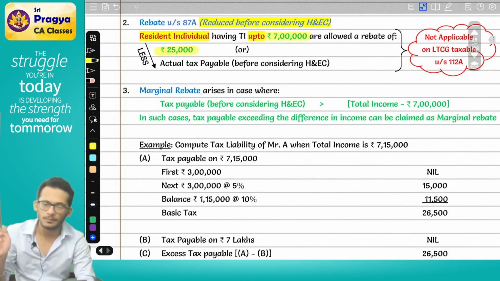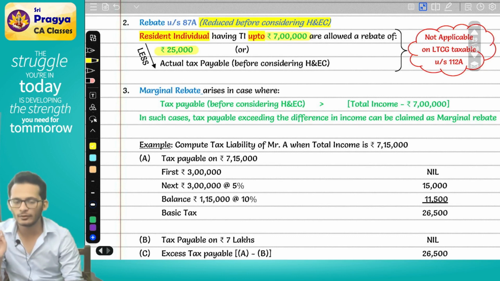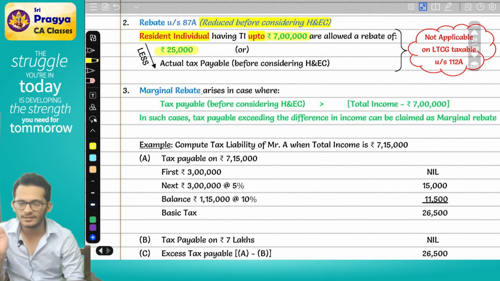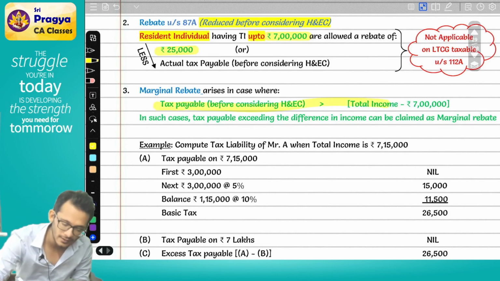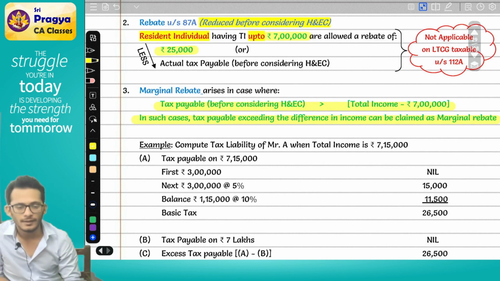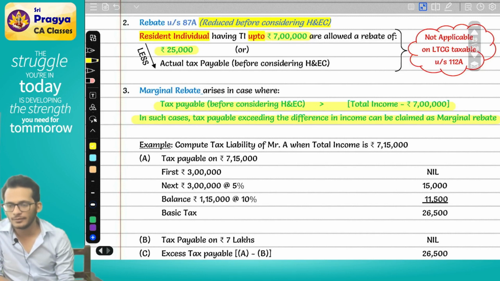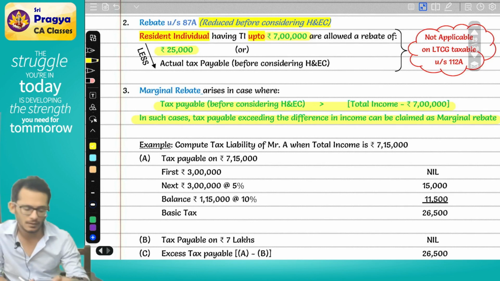On the bottom, point number 3, you see marginal rebate. I told you this marginal rebate is there only for the new regime. So the whole thing is a highlight. You can highlight the whole tax payable part. The example we have already done, you don't have to do it again. So the rebate part is a highlight for you. The marginal rebate is a full highlight for you. Clear? Next.